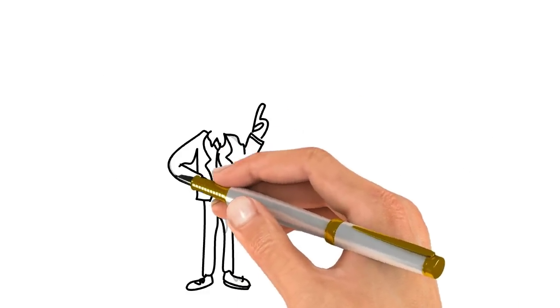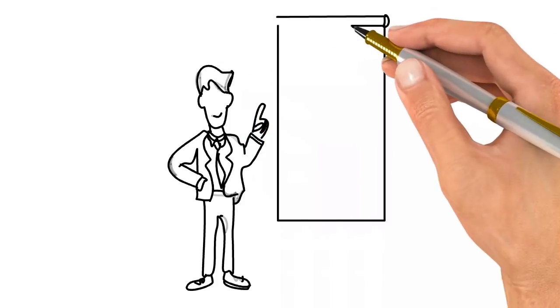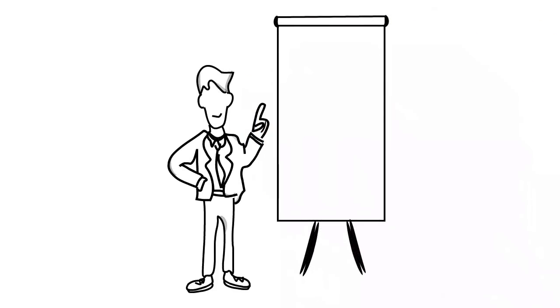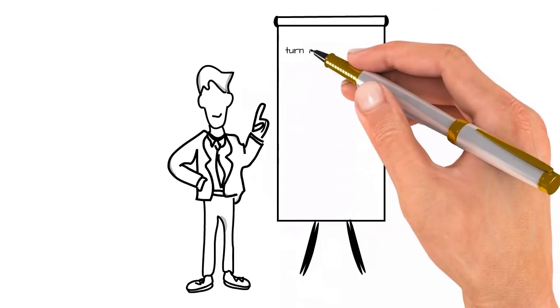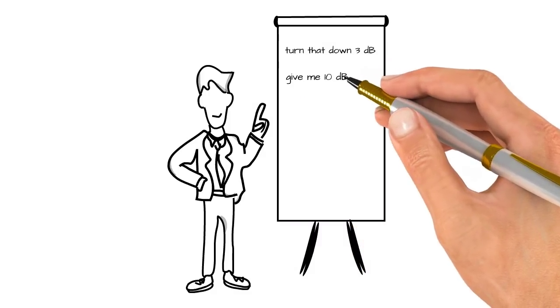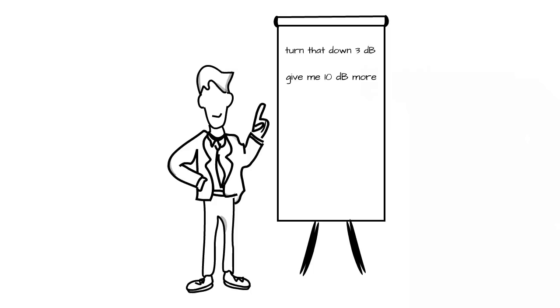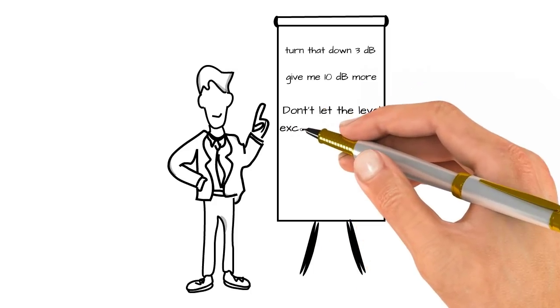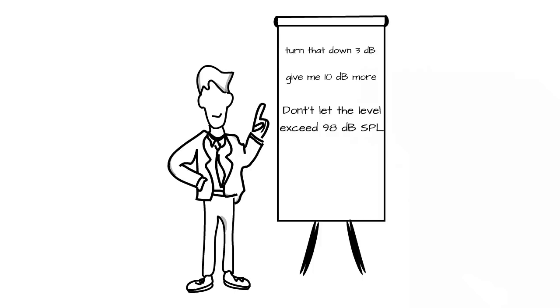One final thought. Let's be consistent and let's be accurate when we use the dB. If we're talking about a simple change, dB without a suffix is sufficient. Turn that down by 3 dB. Can you give me about 10 dB more? Right? If we're talking about absolute levels, like, hey, please don't let the sound pressure level exceed 98 dB, we must add SPL if we're going to be accurate, okay? So turn it down 3 dB, that's fine. Don't let the sound pressure exceed 98 dB SPL.